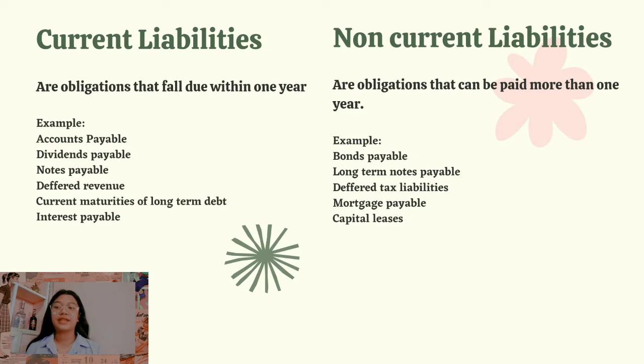While the non-current liabilities are the obligations that can be paid more than 1 year. So it was commonly 3 years, ganon, or depende sa napag-usapan or ng agreement yun na pinag-utangan mong bangko or individual man yan. It is also known as the long-term liabilities, and the examples are bonds payable, long-term notes payable, deferred tax liabilities, and mortgage payable.